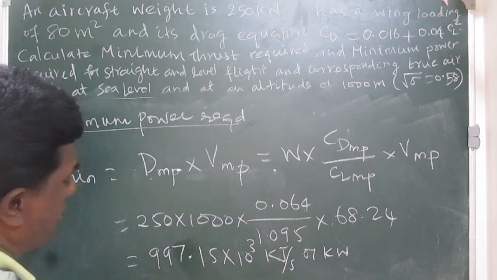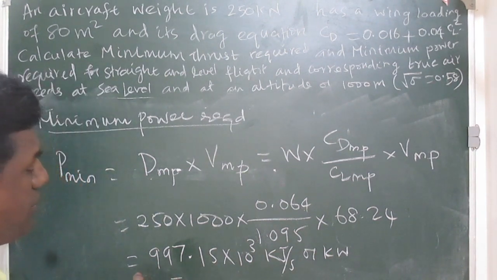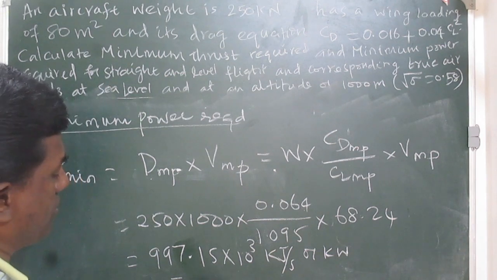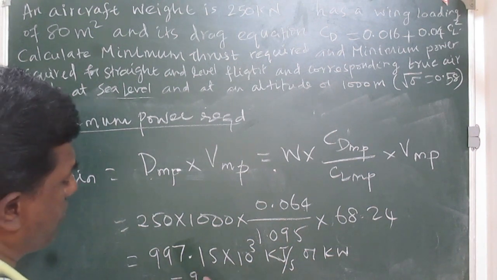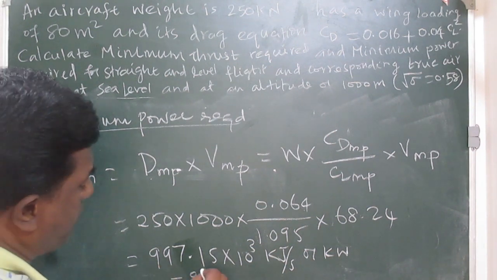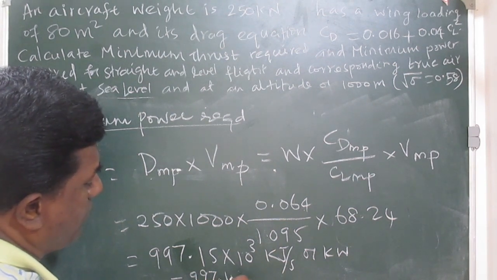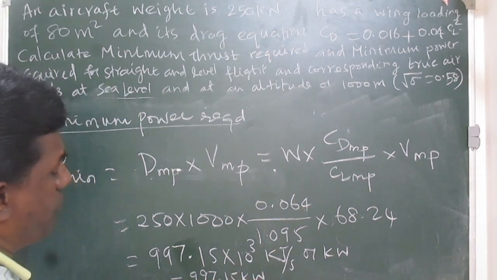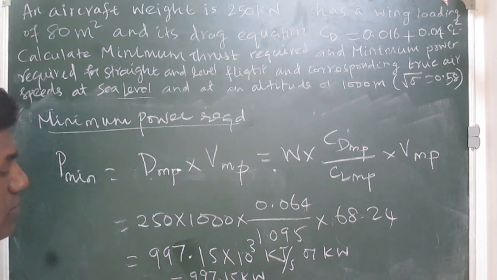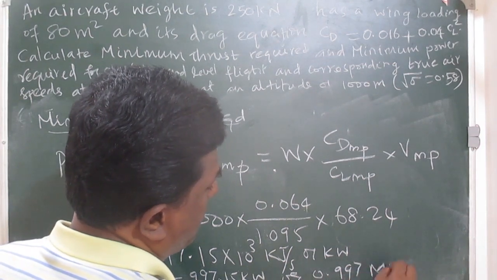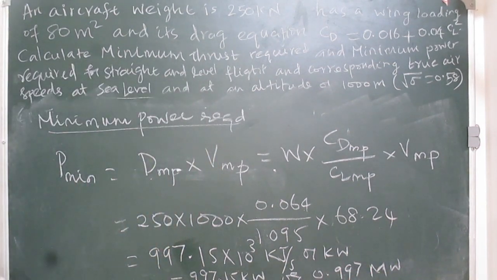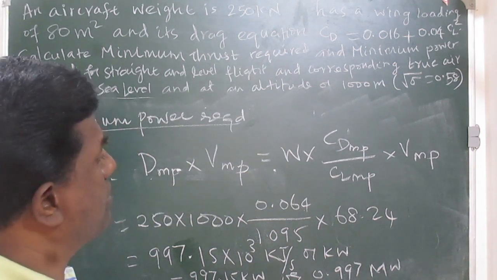So we can write it in terms of kilowatt, 997.15 kilowatt, or if you want to write in terms of megawatt also we can write, 0.997 megawatt. So this is the value for the minimum power required, power required minimum at sea level.